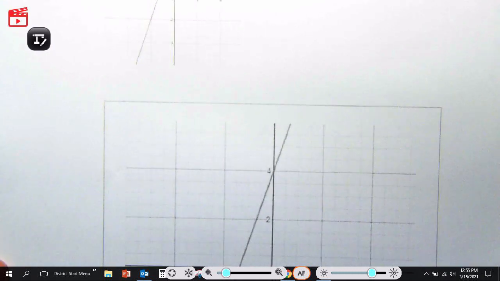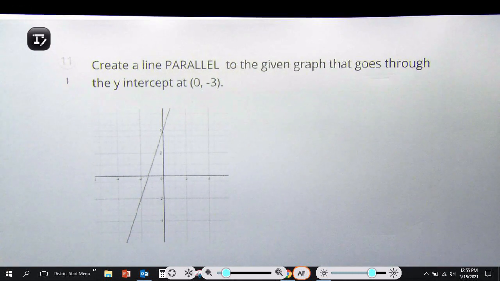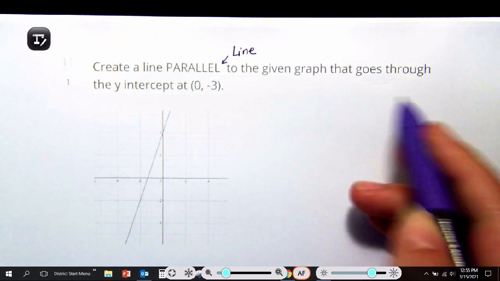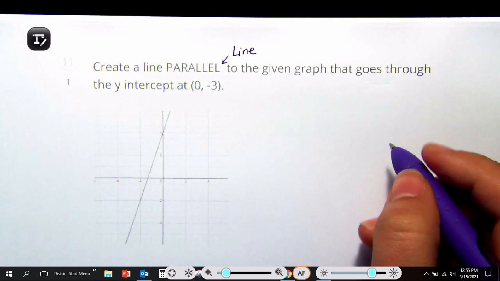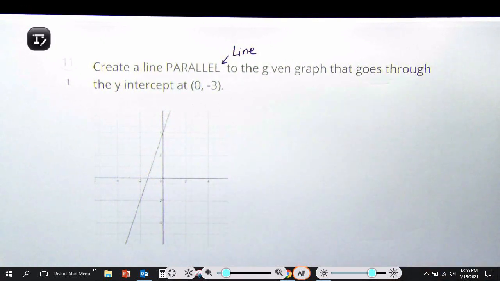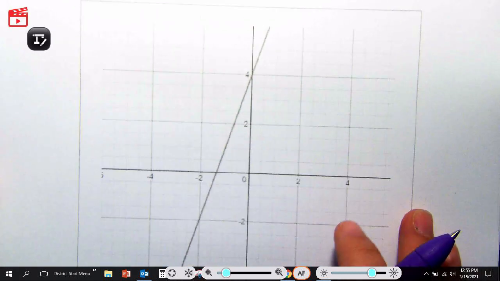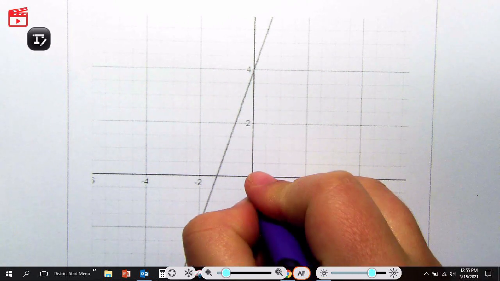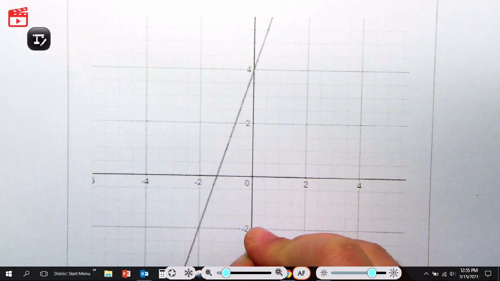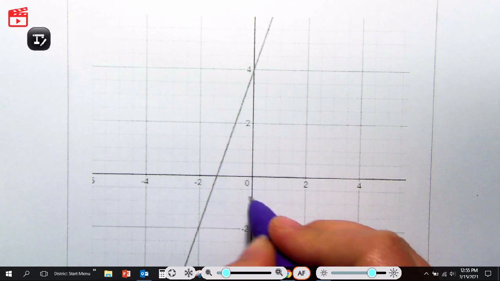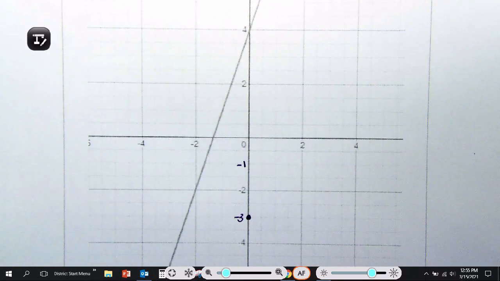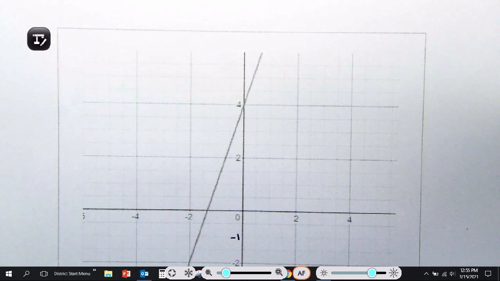Moving on to question number 11. Create a parallel line to the given graph that goes through the y-intercept at (0, -3). So 0, -3, let me actually zoom in here a little bit better. So we want another line that is parallel to the given line. So here's 0, -3. Oh, this is 2. So 3 is right here. So this is 1. 2 jumps is -1. 2 jumps is -2. 2 jumps is -3. 2 jumps is -4. Do you see that? And we want to make it parallel.